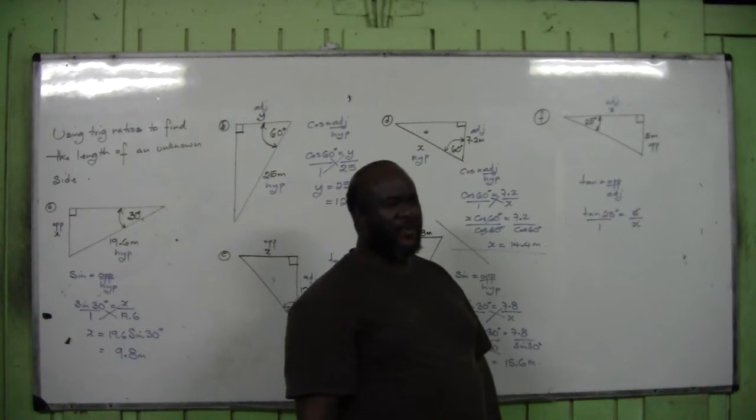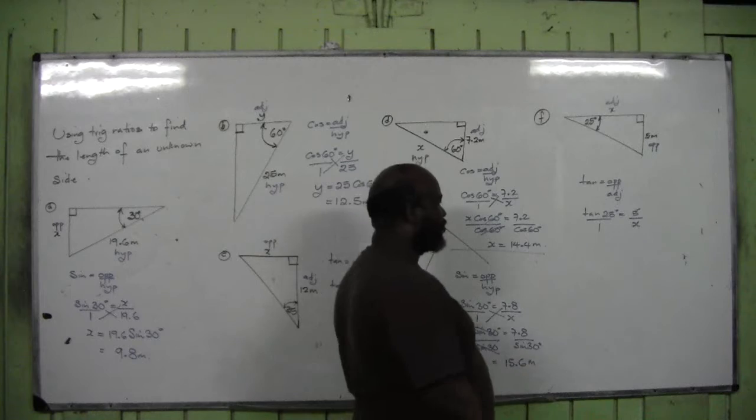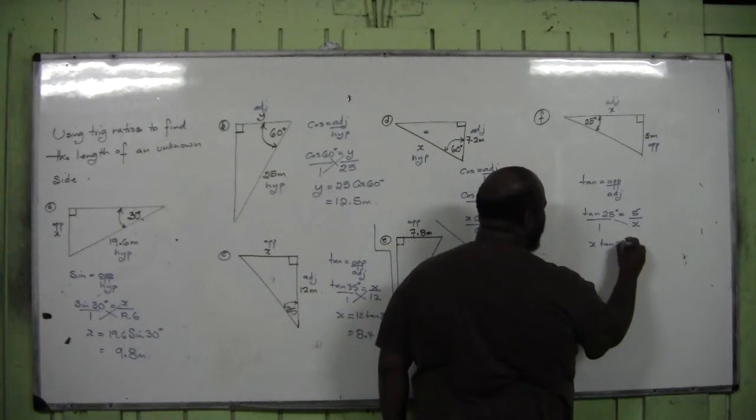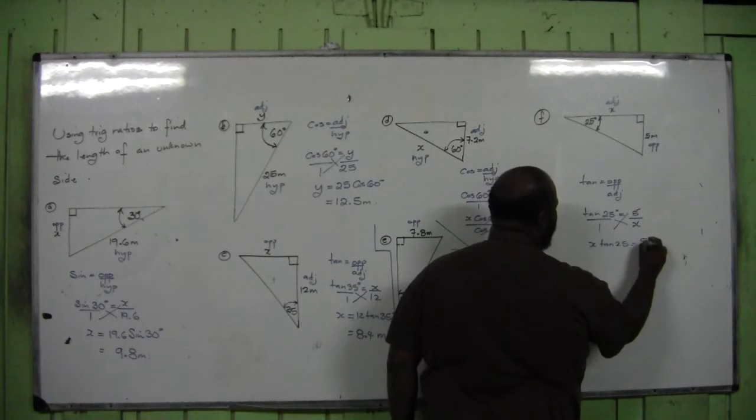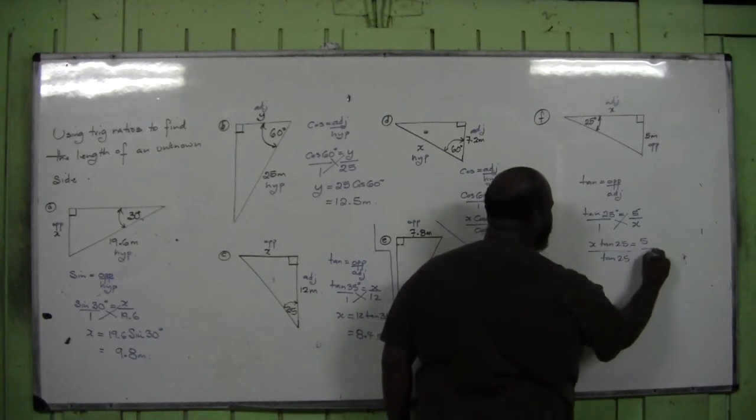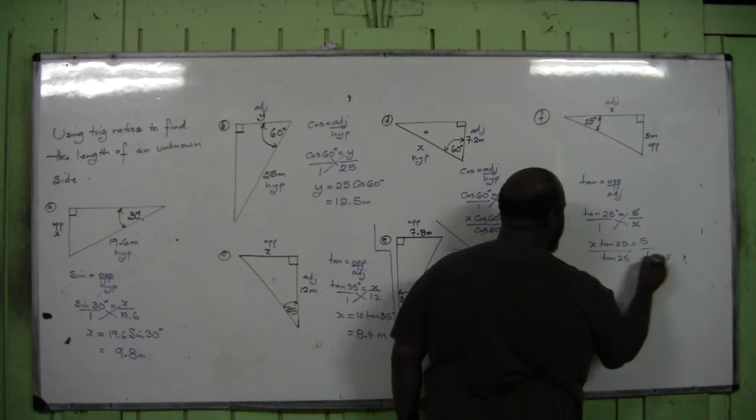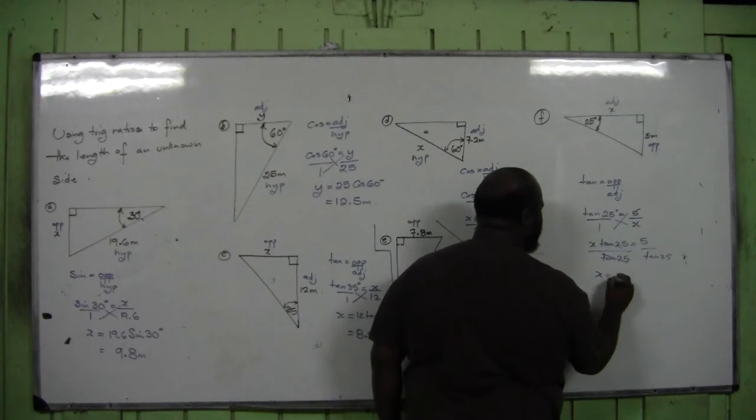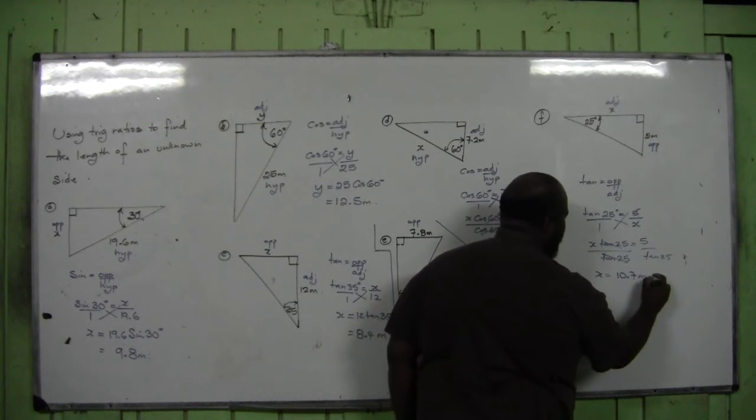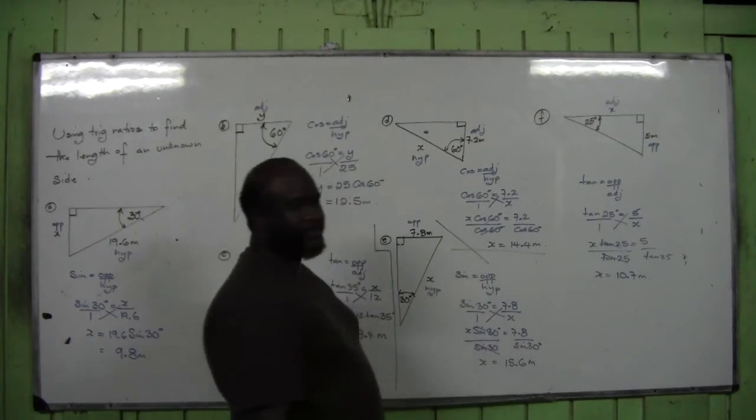If I have one fraction is equal to one fraction, what do I do? Cross multiply. So this is x times the tangent of 25 is equal to 5. Divide both sides by the tangent of 25. X is equal to what? 10.7 meters. Alright?